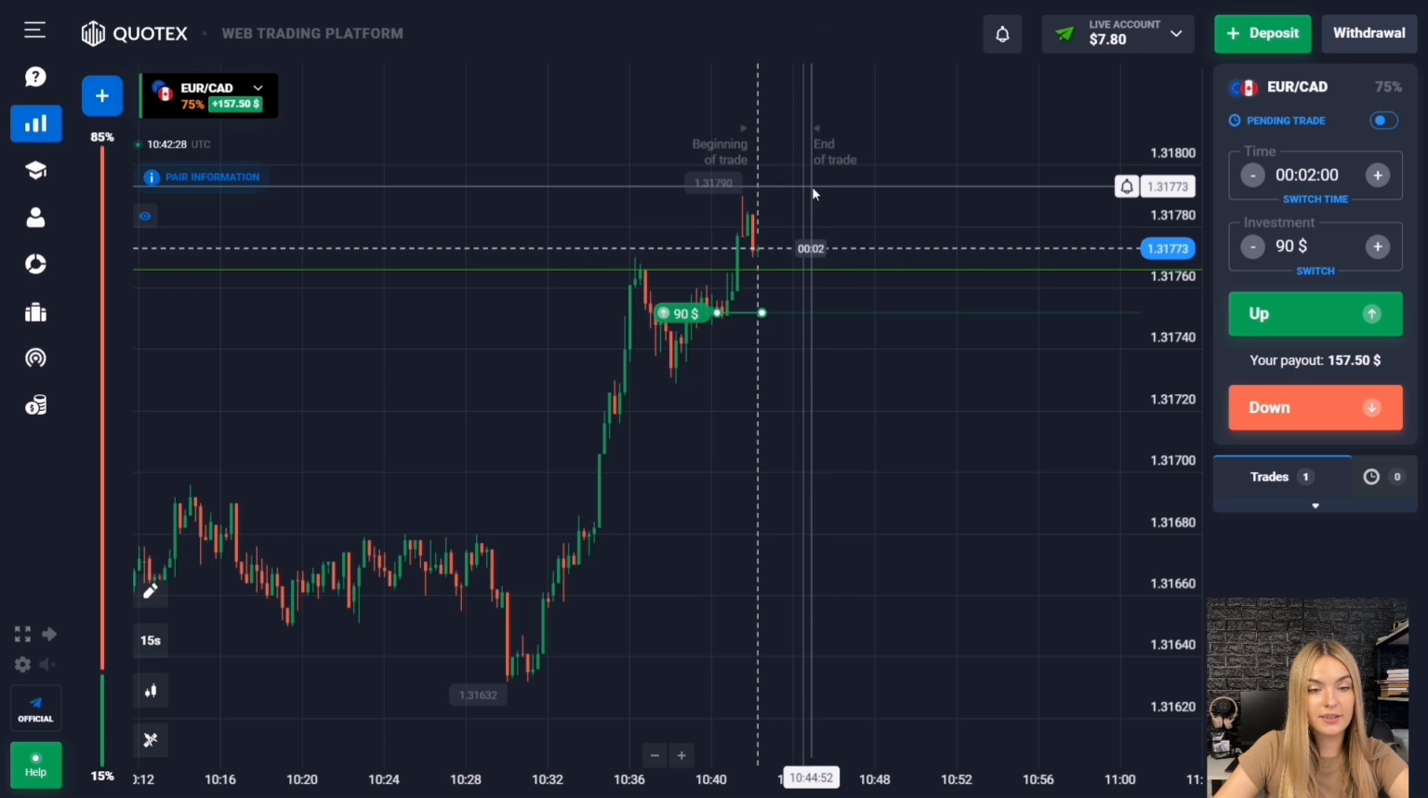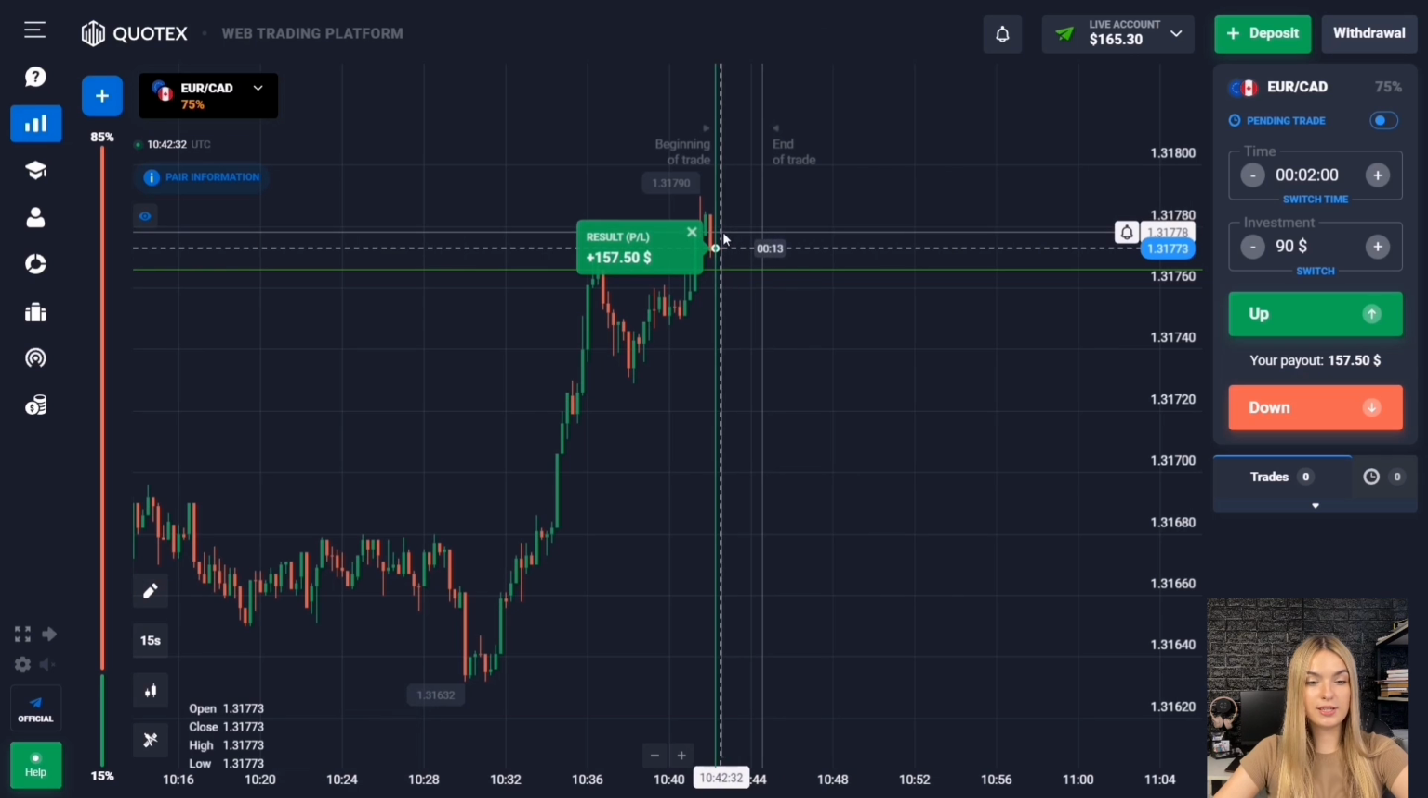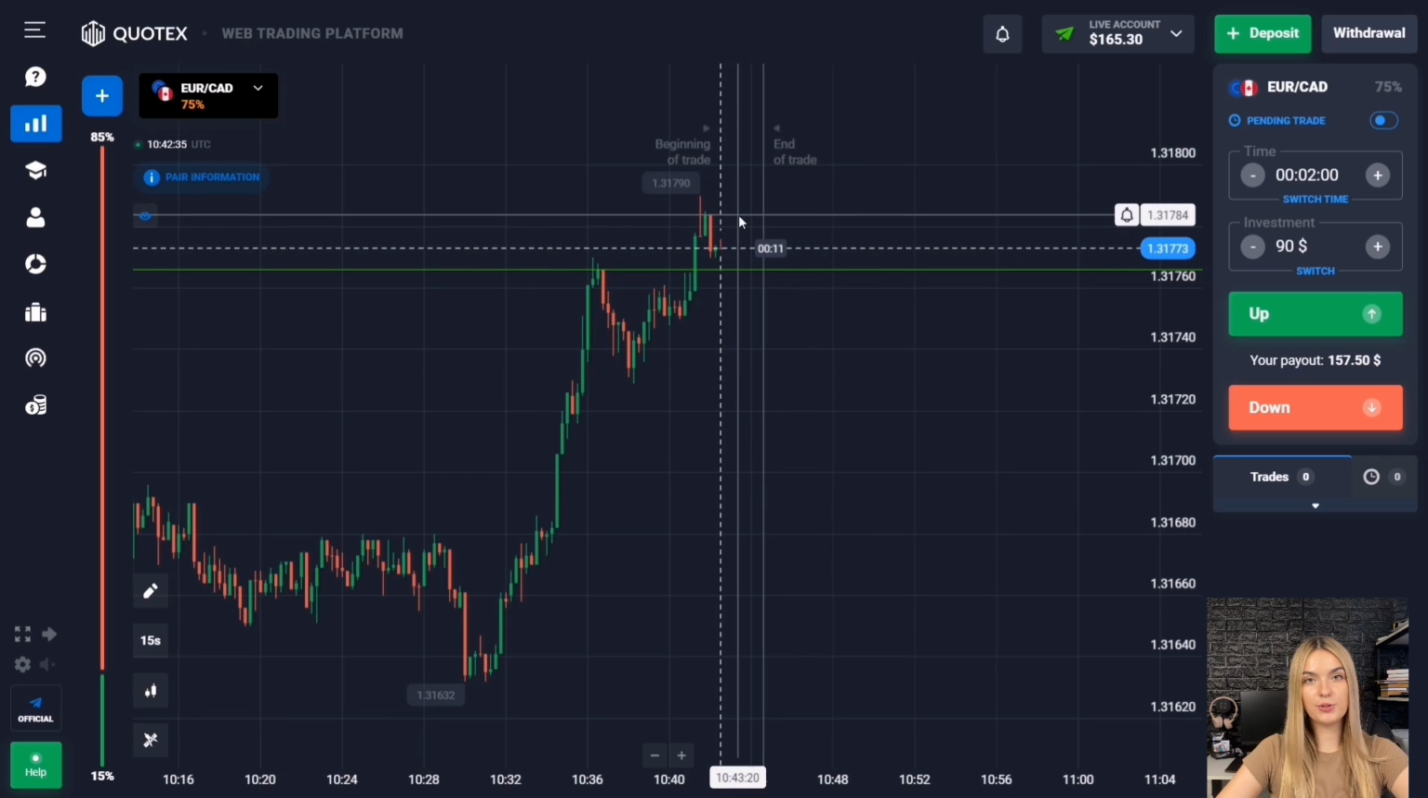Great guys, this level has been broken through and we are getting a great confident profit. 2 minutes was enough for us and let's continue to consider the following situation.